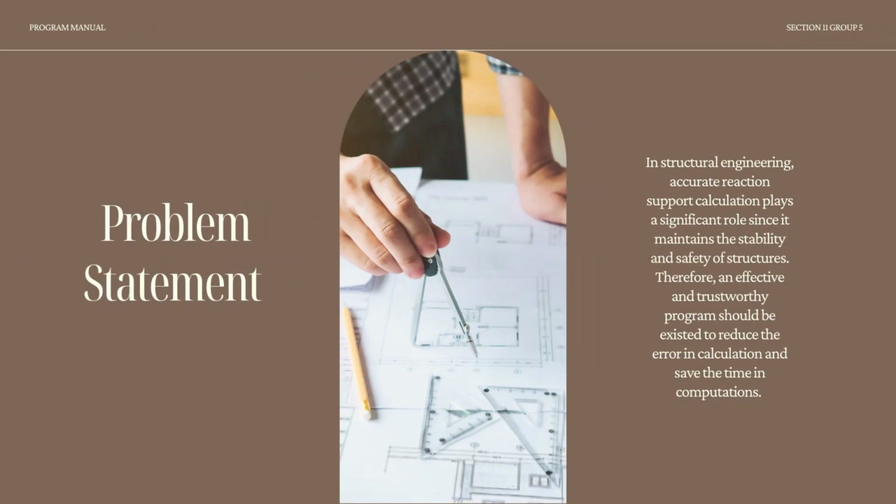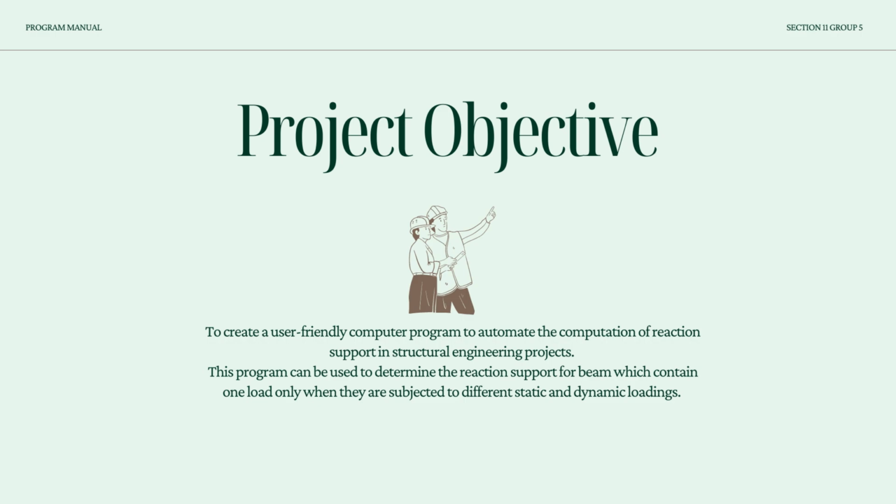To explain the rationale behind our project, an accurate reaction support calculation plays a significant role in construction, considering it maintains the stability and safety of structures. So, an effective and trustworthy program should exist in order to reduce the error in calculations as well as to save time and computations. Therefore, the objective for this project is to create a user-friendly computer program to automate the computations of reaction supports in structural engineering projects, which led to us being able to produce a program that can determine the reaction support for a beam which contains one load only when it is subjected to different static and dynamic loadings.